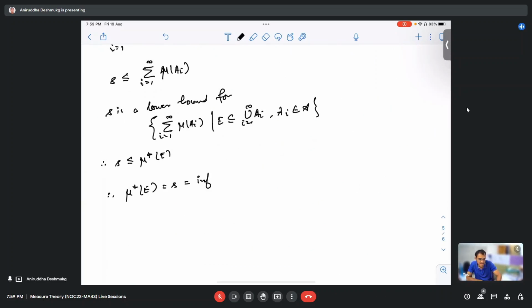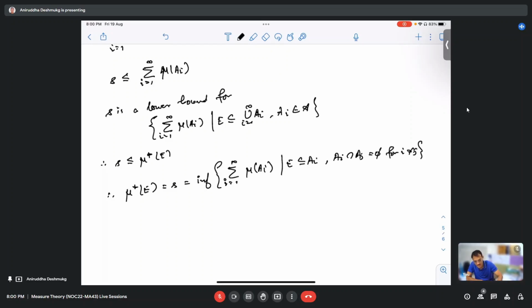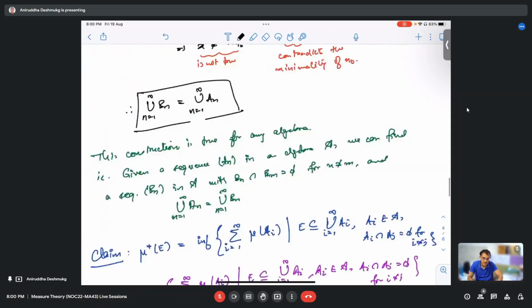And what was S? By definition, it was the infimum of summation i from 1 to infinity mu Ai, where E is contained in the union of Ai, and Ai intersection Aj is empty for i not equal to j. Okay, so is this clear? Yes. Okay. So, all right.